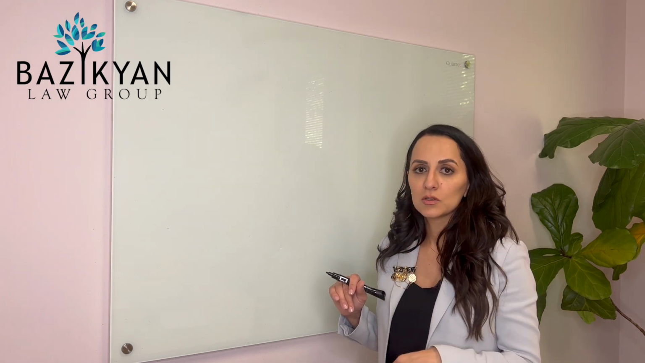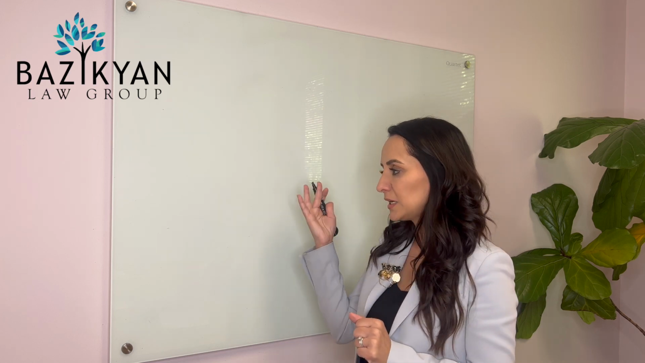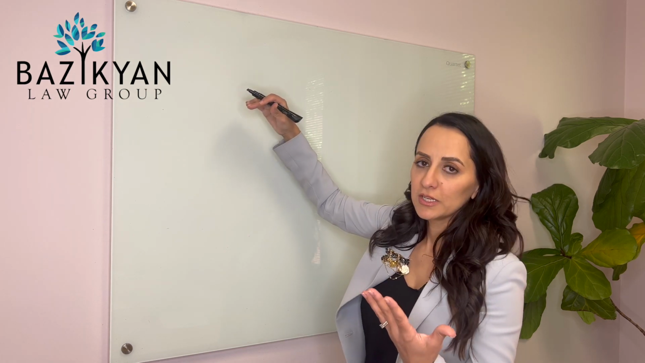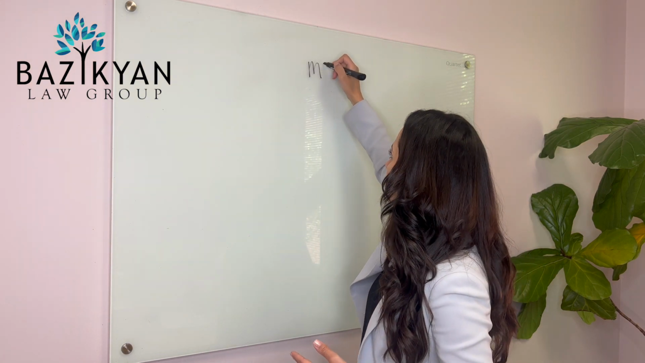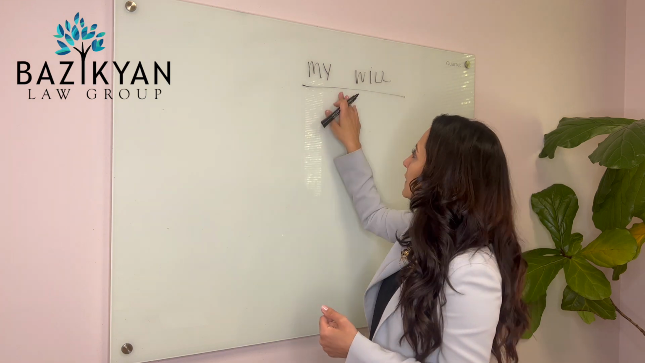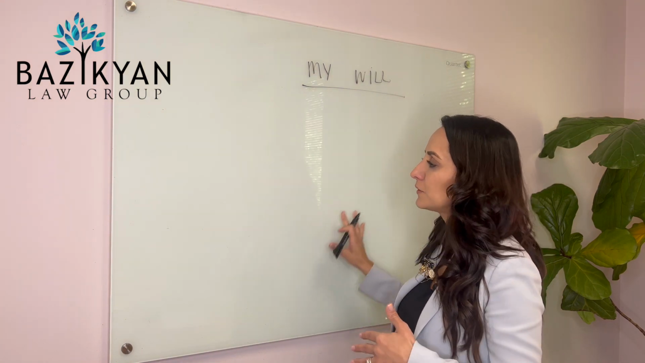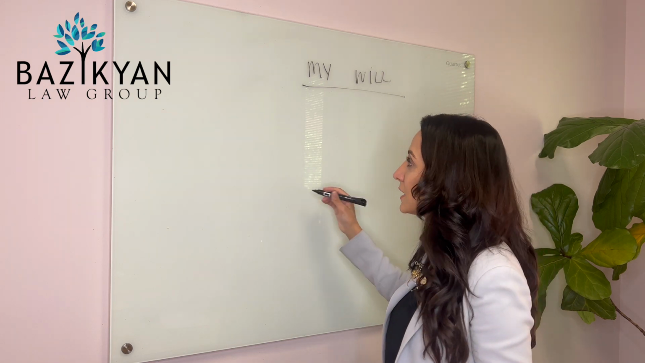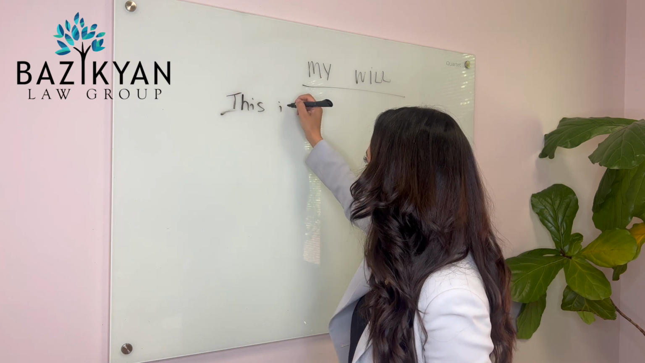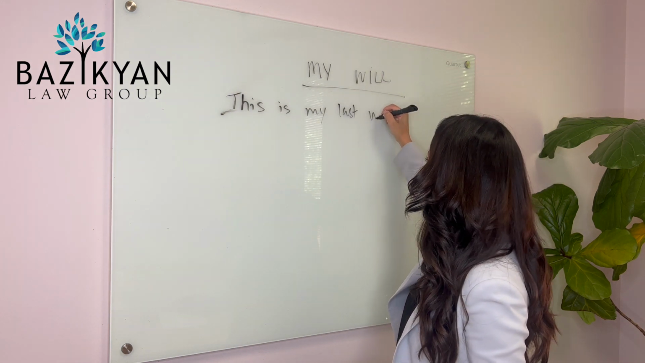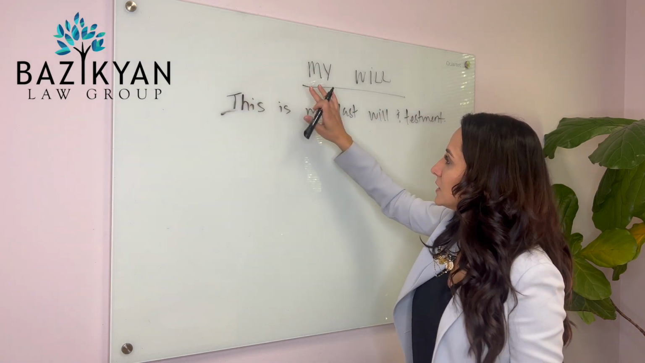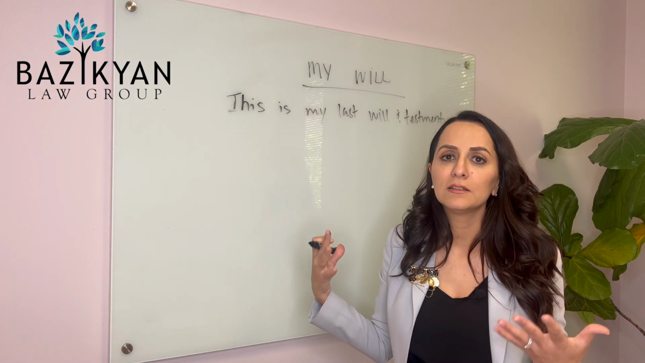So let's get started. So in a holographic will, the first thing we need is for it to be handwritten. The second very important component is that it talks about your intent. There's a statement of your intent. So this might be very simple. I might just write my will, and that might be the title to my document. This tells the court that this is my last will, that I intend for these provisions to talk about my last wishes. I could be a little bit fancier, and I can write like, this is my last will and testament. Okay, so generally speaking, there needs to be some sort of statement about my intent for this document to be my will.